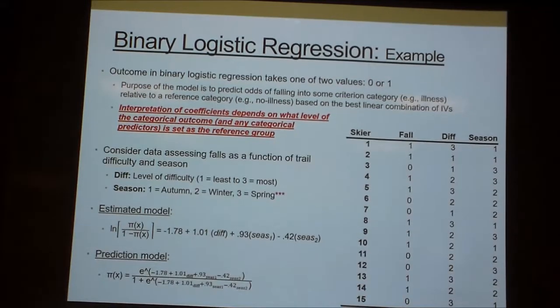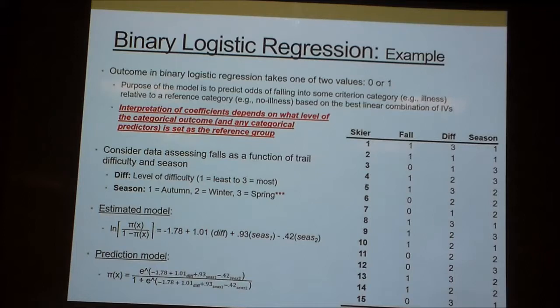So, for an example, I can't remember if this might be from Tabachnick and Fidell. Let's say we have a small model where we want to assess the probability of falling on a ski trail based on difficulty and what season we're talking about. We've got a level of difficulty assessed on what we'll call a continuous variable. It's actually not, it's just 3 levels, so this is ordered categorical.